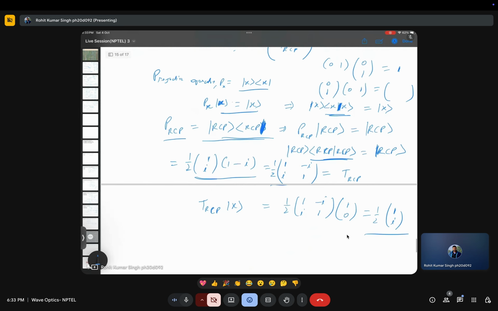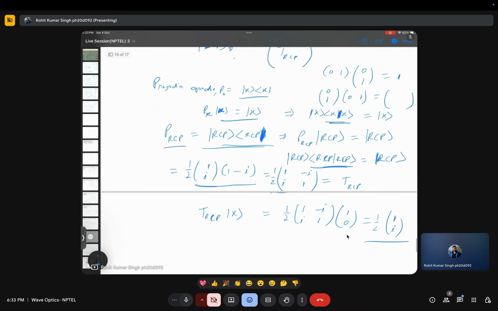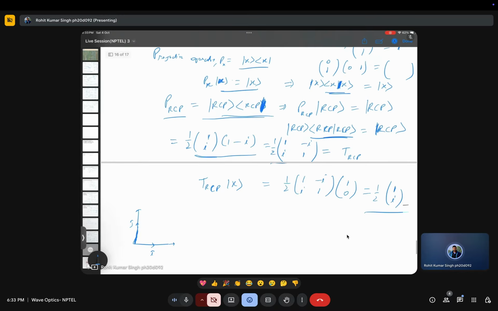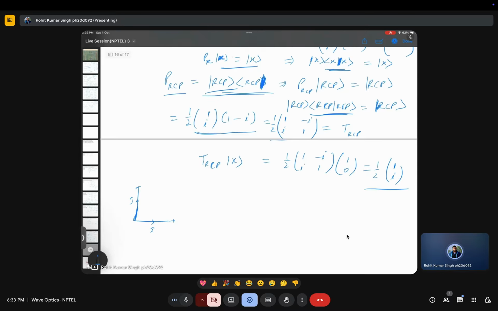Now, okay, so if you got confused, let me again explain something with vectors. So what I'm saying is, when you have these two bases, in our case this is the right circularly polarized light.